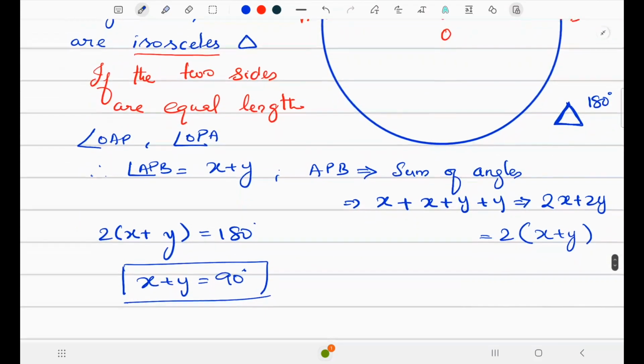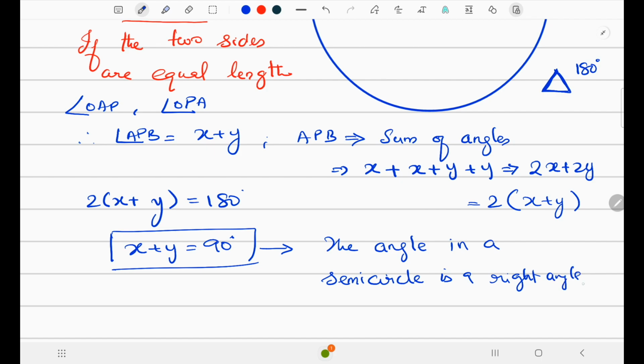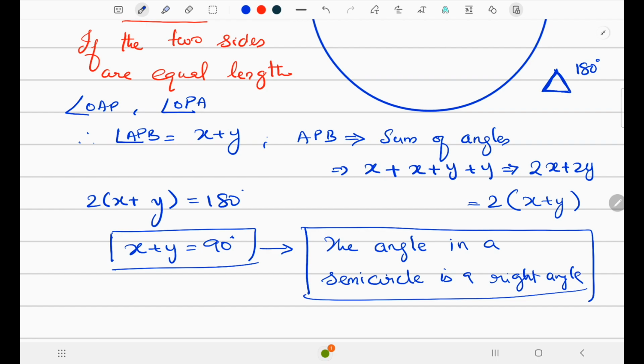So from this, what we conclude is that the angle in a semicircle is a right angle. We can conclude the angle in a semicircle is always a right angle.